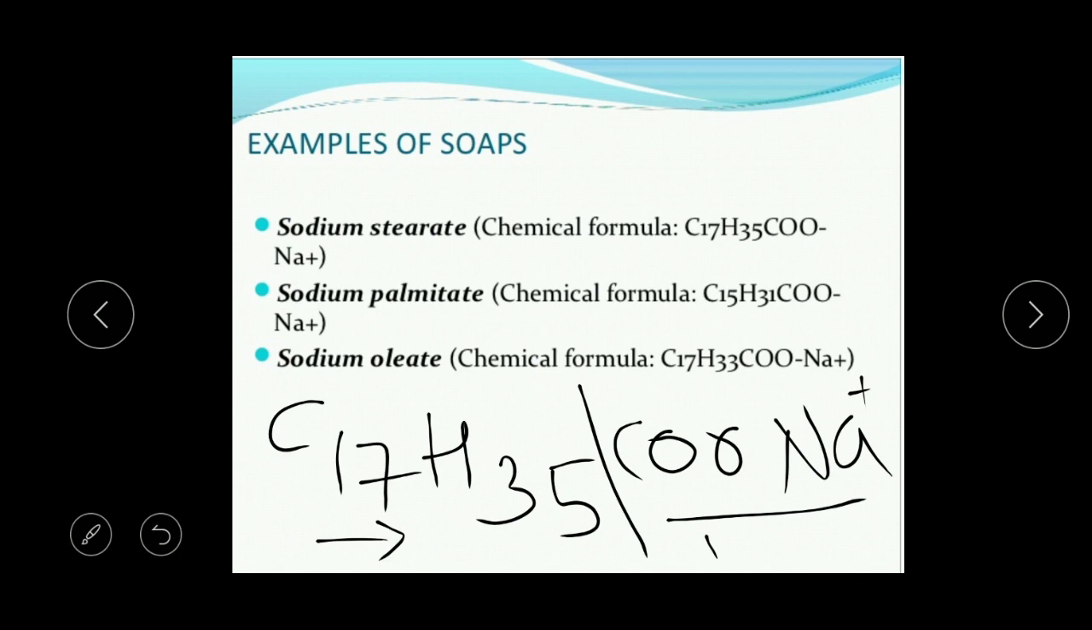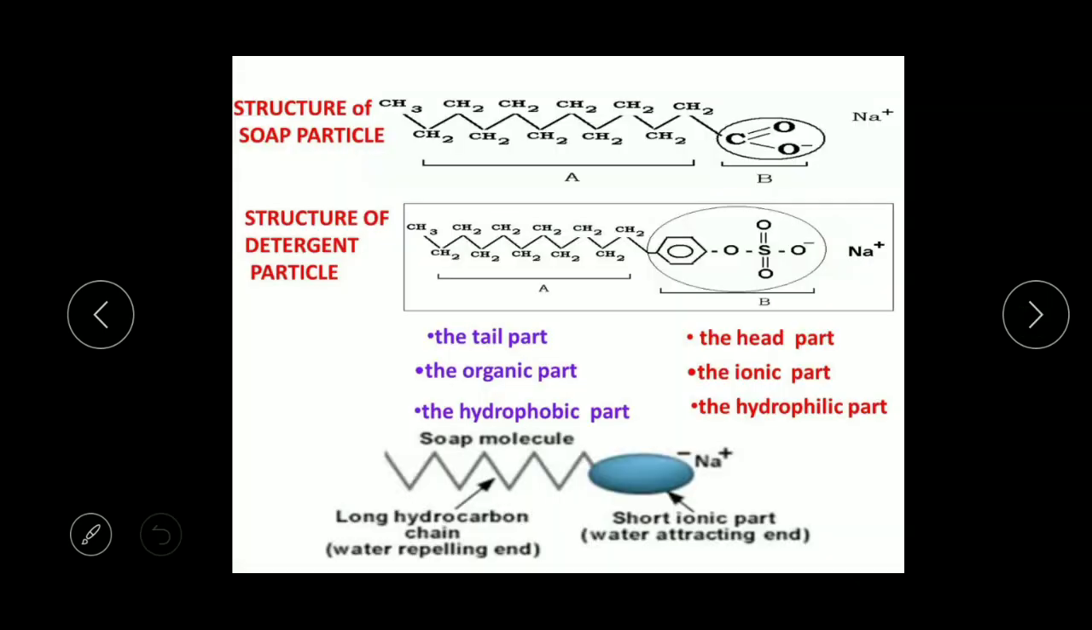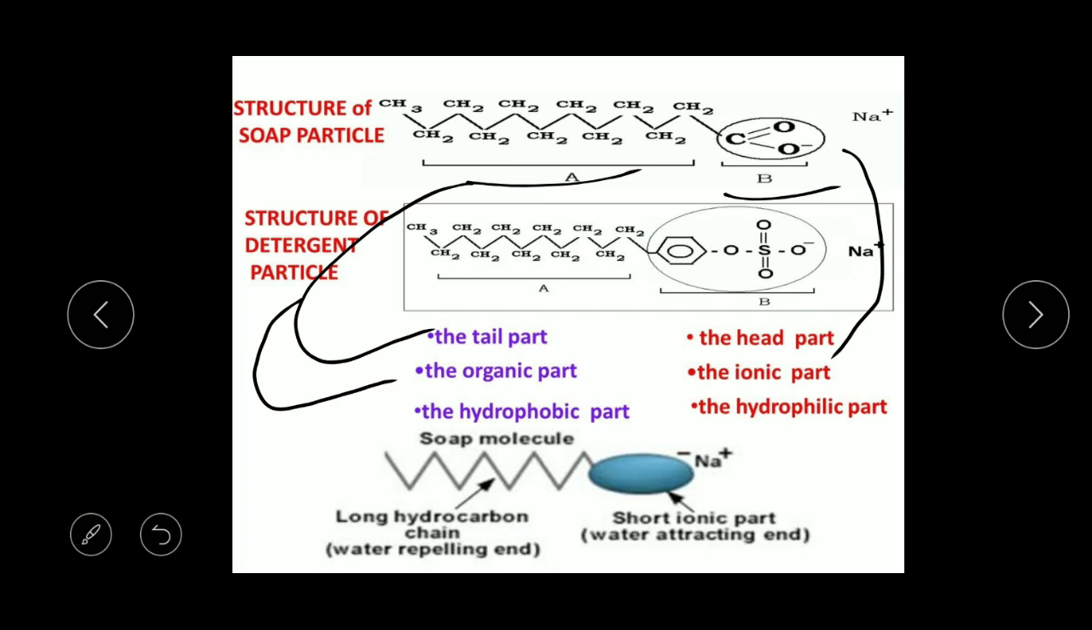Now we will see the structure of soap particles. In sodium stearate, this C17H35 part is called the tail part, and the ionic part is the head part. The C17H35, the organic part, is represented in a zigzag manner, and the ionic part COONa is represented as a head shape. The main part to explain here is this zigzag or tail part, which is known as the hydrophobic part.